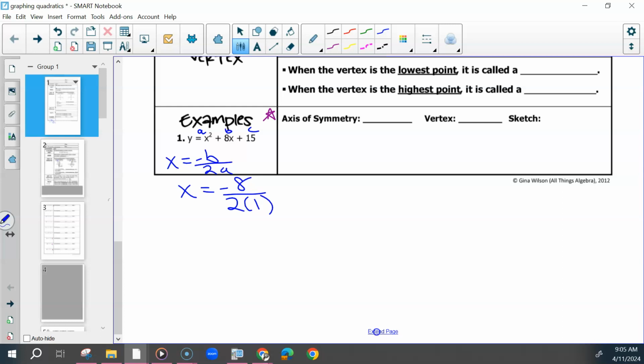X equals -4. So make sure you're writing x equals. Then to find the vertex, we're going to put that number into our equation where all the y's are. Make sure you're using parentheses.